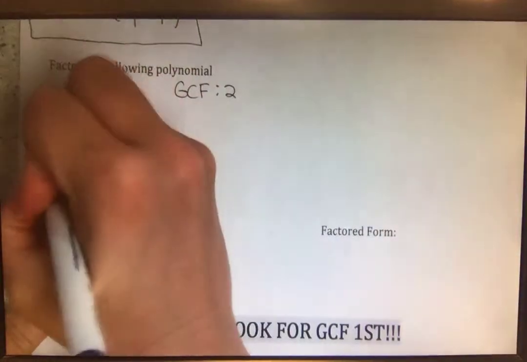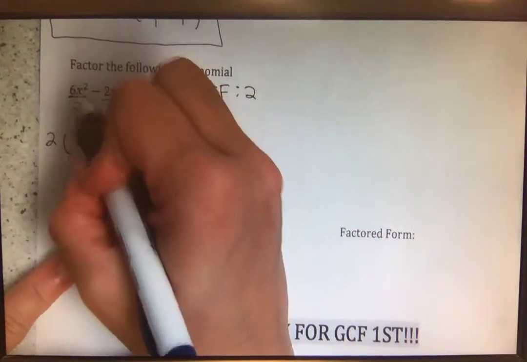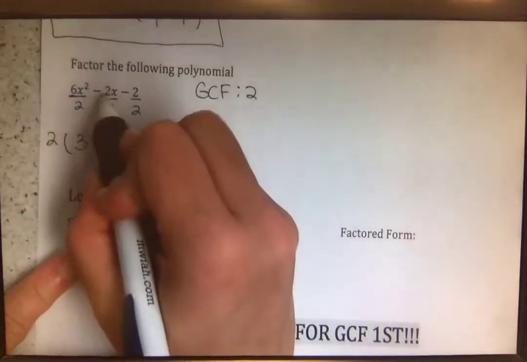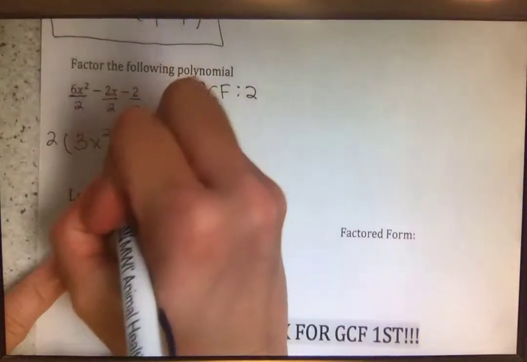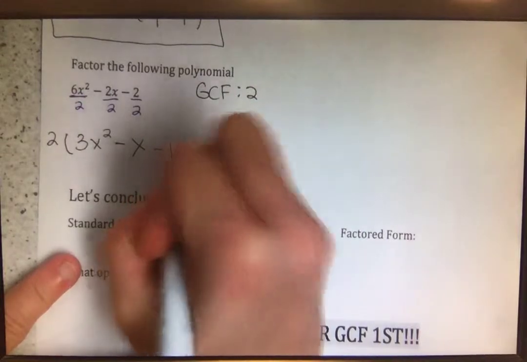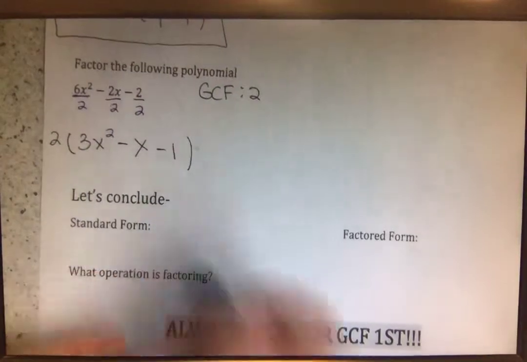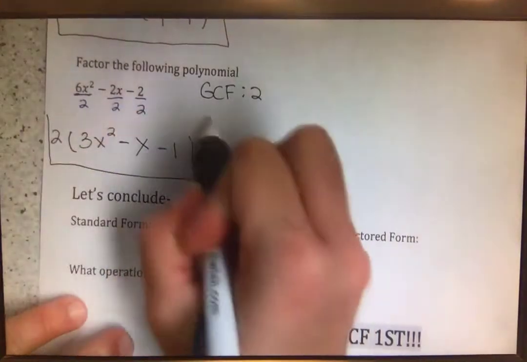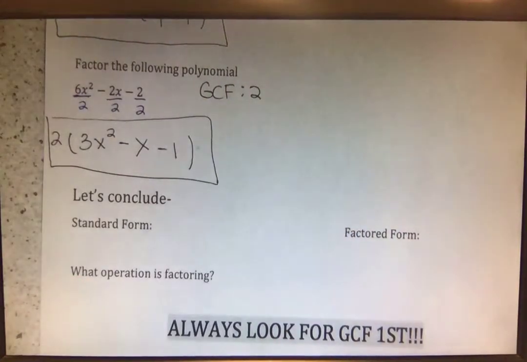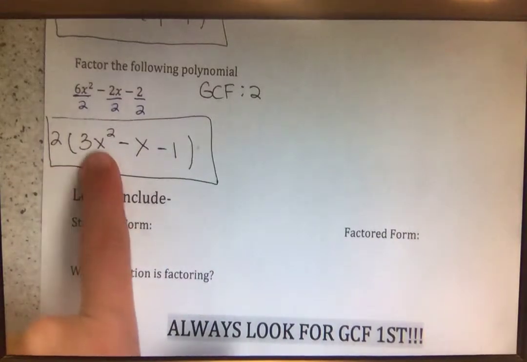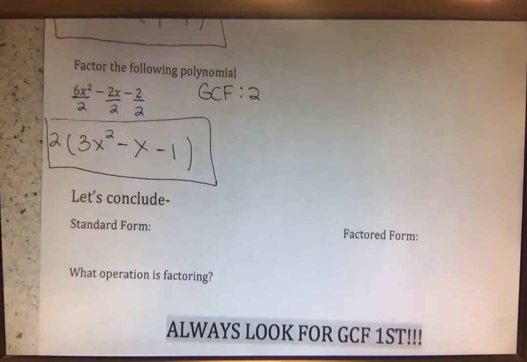We are left over with 6x squared divided by 2 will leave us with 3x squared. Negative 2x divided by 2 will leave us with negative 1x. Negative 2 divided by positive 2 is negative 1. There's only 3 terms here, so we cannot factor by grouping. So we are done. So 2 is one factor, 3x squared minus x minus 1 is another factor. Multiply our 2 factors together to get back to our original problem.